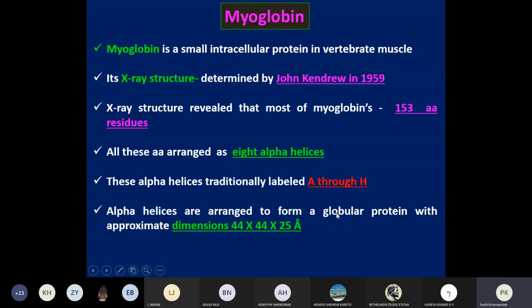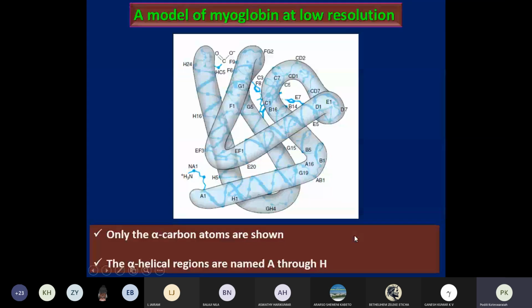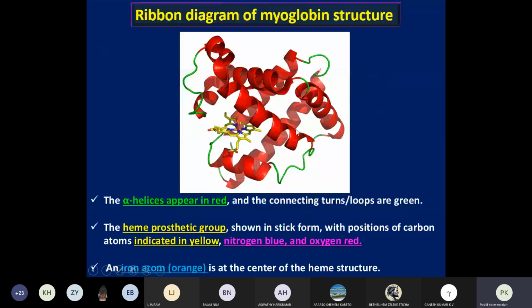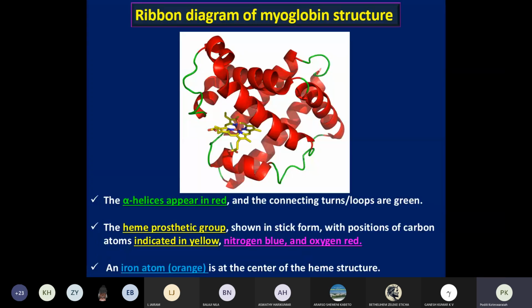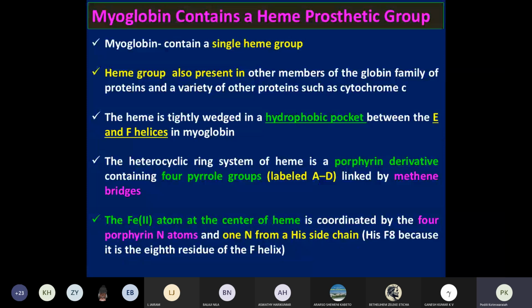And these alpha helices are arranged to form a globular structure, and you can see here this is the globular structure. In this globular structure, as usual, the polar amino acids are present on the surface, whereas the non-polar amino acids are present inside the structure.